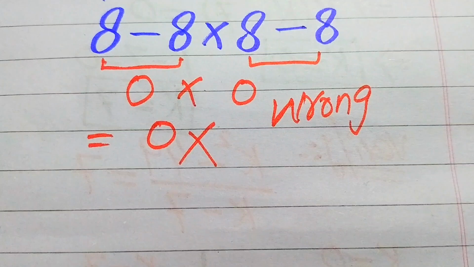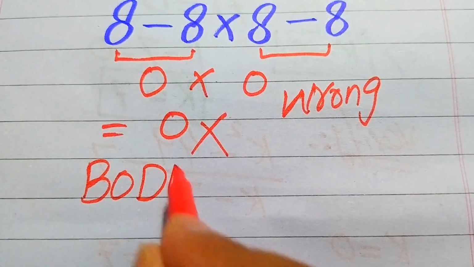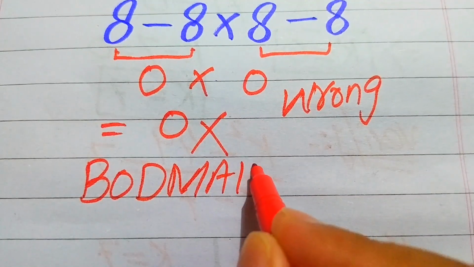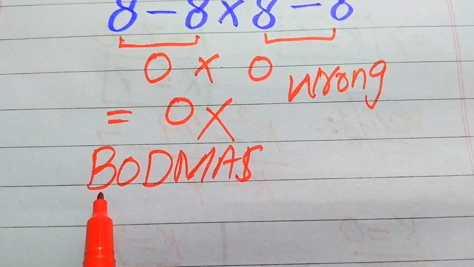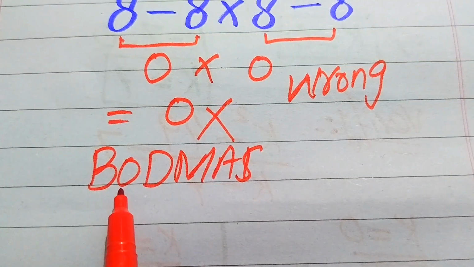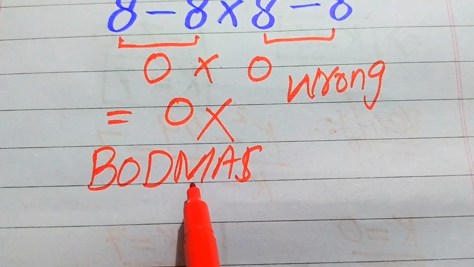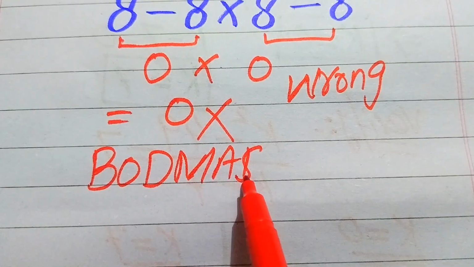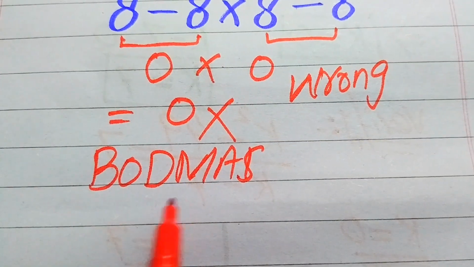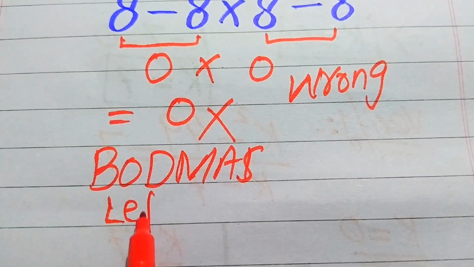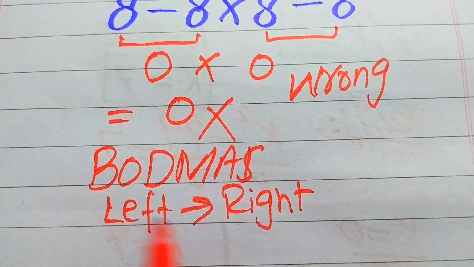So here we use the PEMDAS or BODMAS rule to solve this problem. B stands for brackets, of means the multiplication sign or into sign, and D stands for division, M stands for multiplication, A stands for addition, and S stands for subtraction. We follow this rule from left to right.